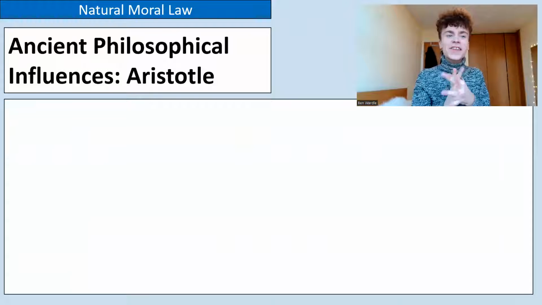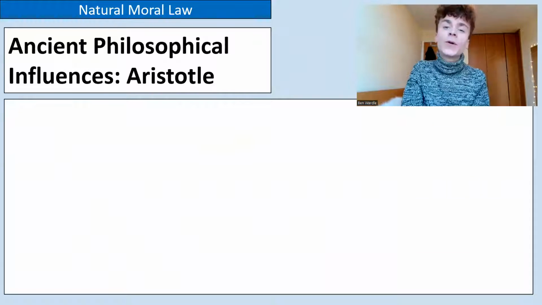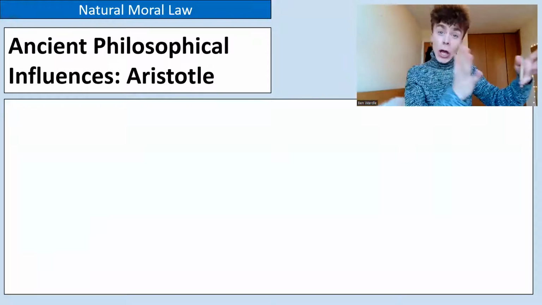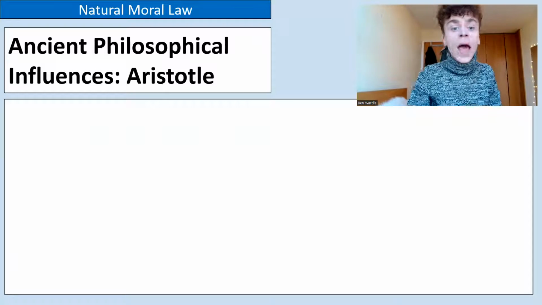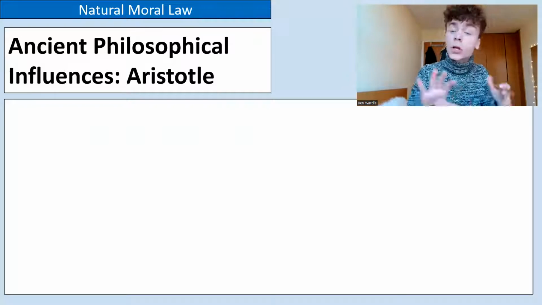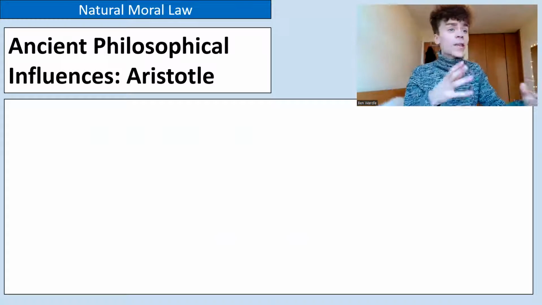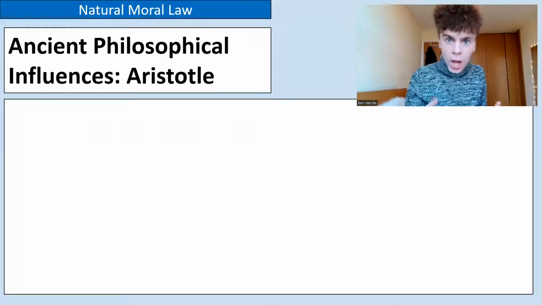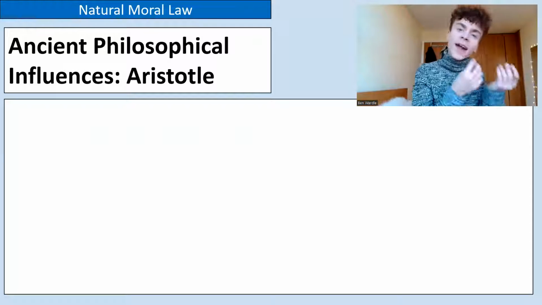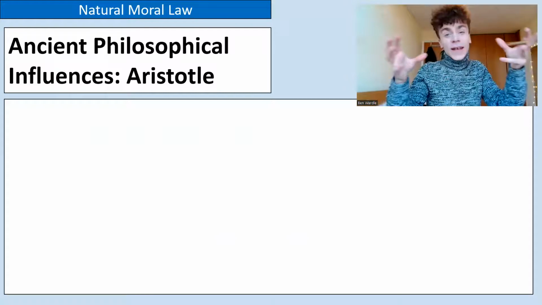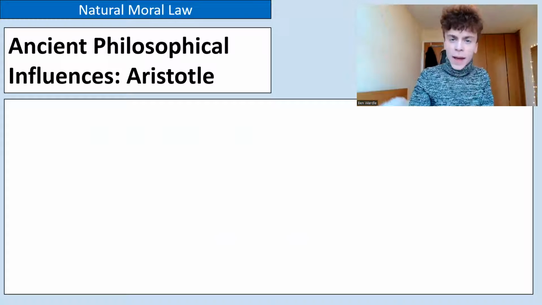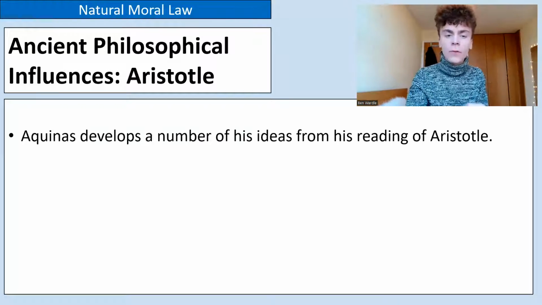So let's start, shall we, with those ancient philosophical influences. How was Aquinas inspired by earlier philosophers and thinkers? And we know that Aquinas was very much inspired by Aristotle on a number of things. For example, his first cause argument. He is very interested in the work of Aristotle, and he is very keen to incorporate it into Christianity. So, how was he inspired by Aristotle on the issue of natural moral law?